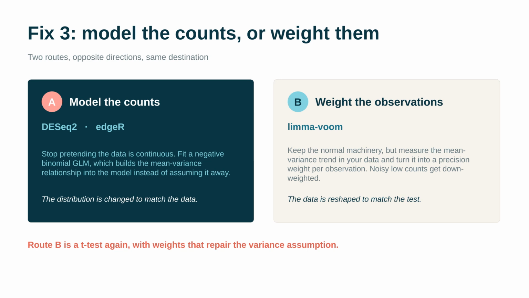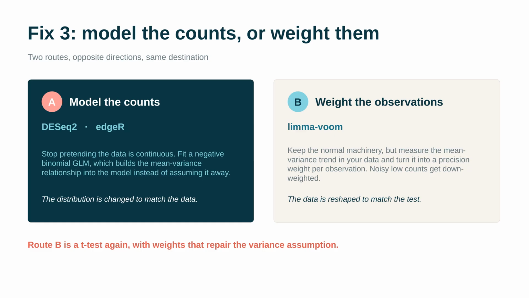Route 1. Stop pretending the data is normal, and model the counts as what they are. There's edgeR and DESeq2. Both fit a negative binomial generalized linear model, which builds the mean variance relationship into the model rather than assuming it away.